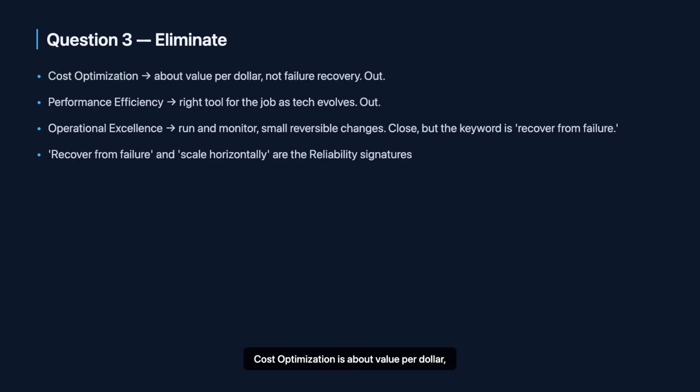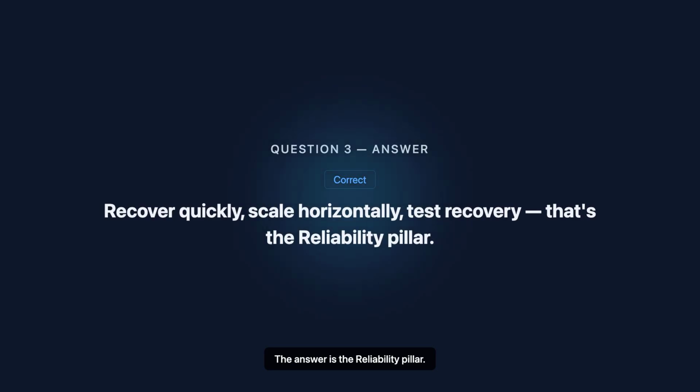Eliminate. Cost optimization is about value per dollar, nothing to do with failure recovery, so that's out. Performance efficiency is about choosing the right resource as technology evolves, also out. Operational excellence is the closest distractor. It covers running and monitoring with small reversible changes, but the stem's keyword is recover from failure, not deploy and monitor. Recovering from failure and scaling horizontally are the signature phrases of one pillar. The answer is the reliability pillar.